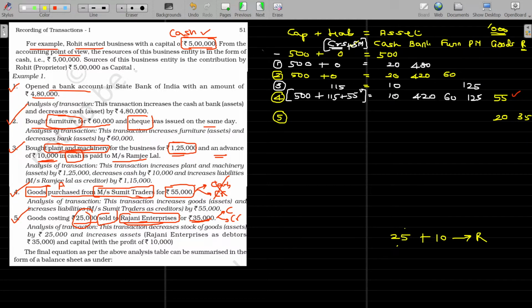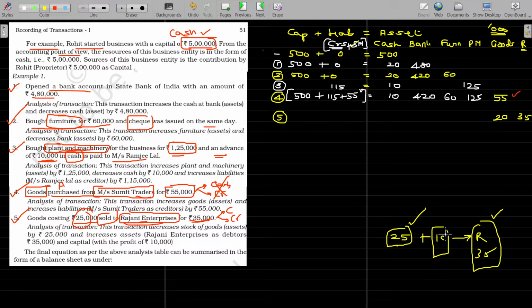Stock decreases by 25, and I sold to Ranjani stating that, sir, you have to pay me 35. So Ranjani has to pay me 35. So now new account, Ranjani comes with 35,000 rupees. My stock decreases by 25,000. Is that okay? Now what happens to the difference?